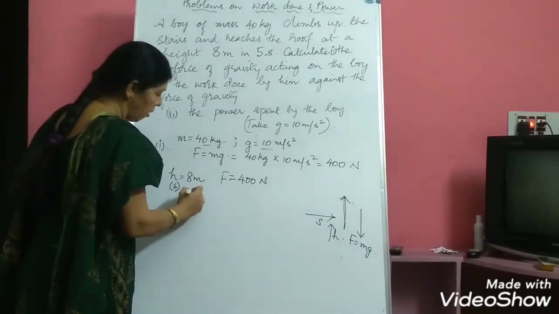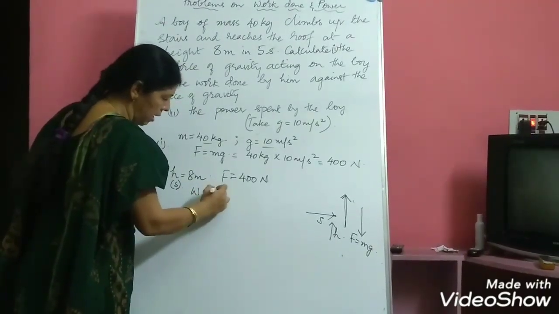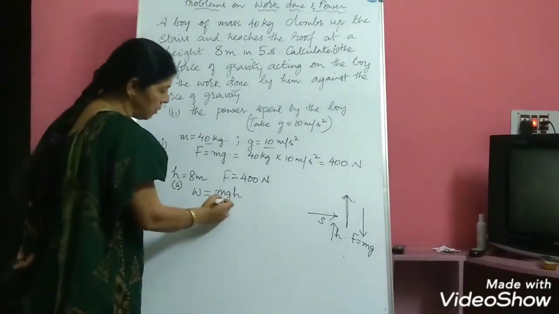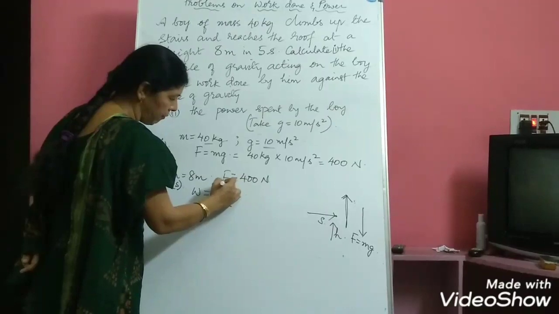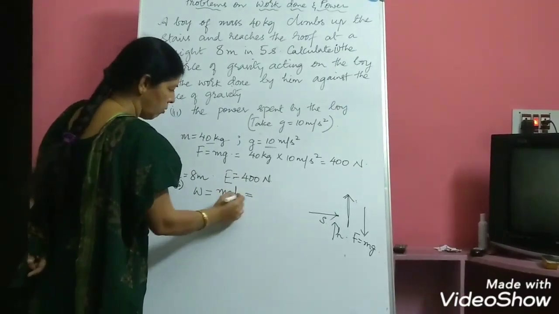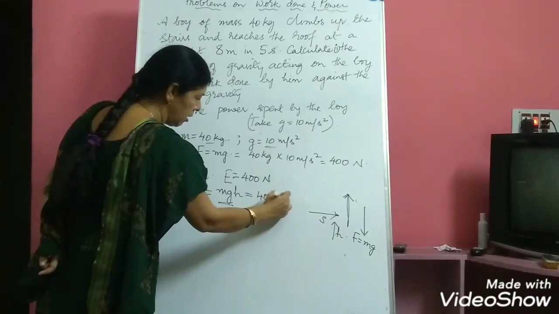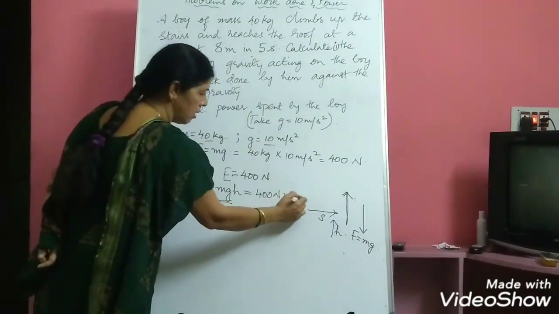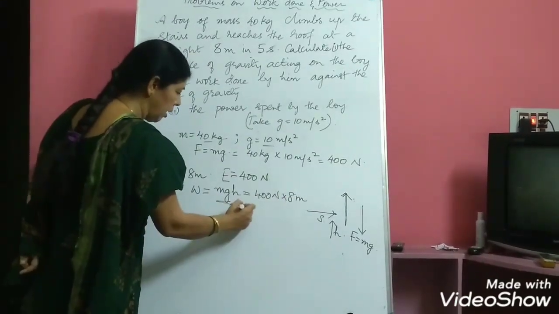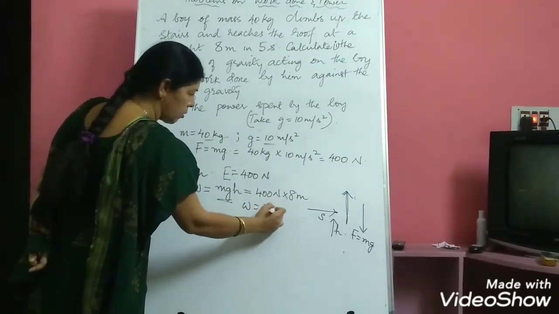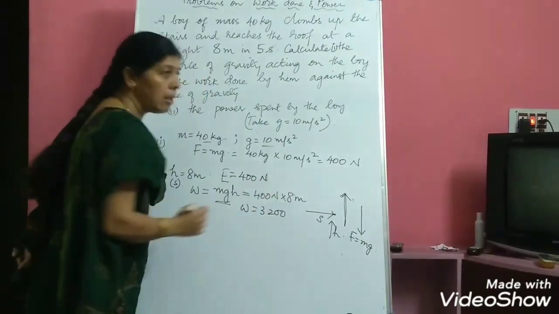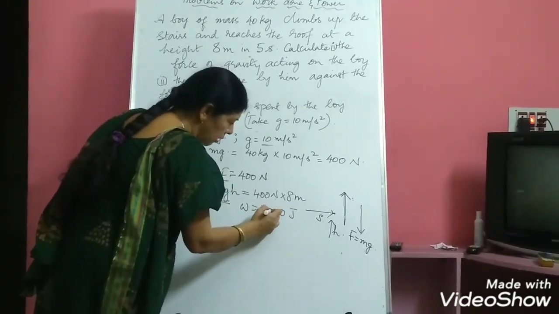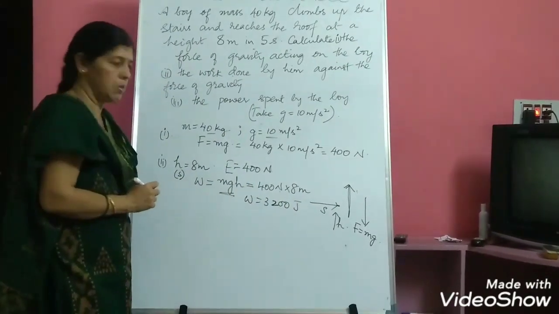Now, what is the formula for work done? Work done is given by mgh. Now, mg is nothing but F. So, what is the value? 400 newton. What is the displacement attained by the boy? It is 8 meter. So, work done will be equal to 3200 Newton meter, or you can even write it as joule, because the unit for work done is joules.